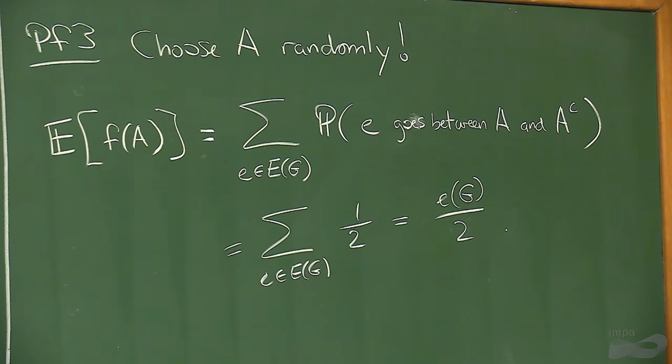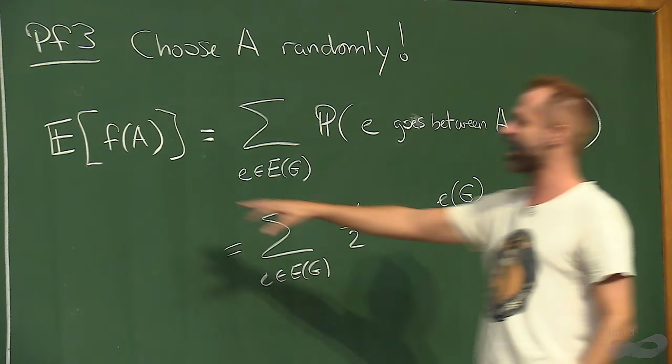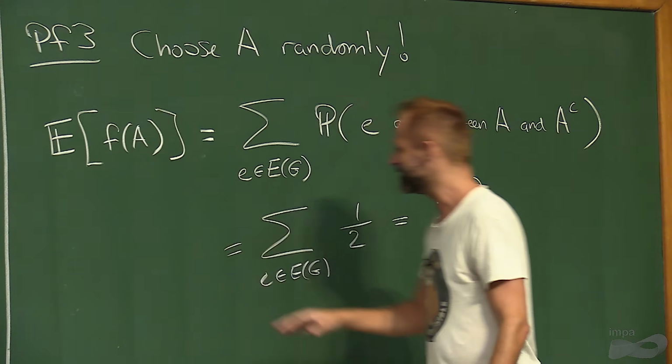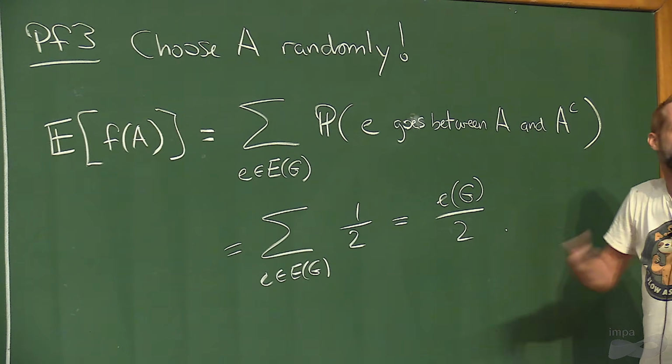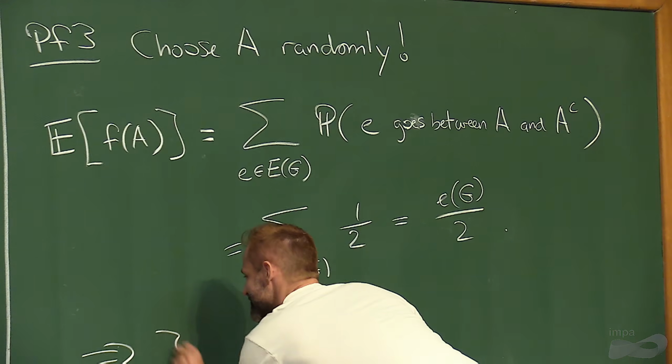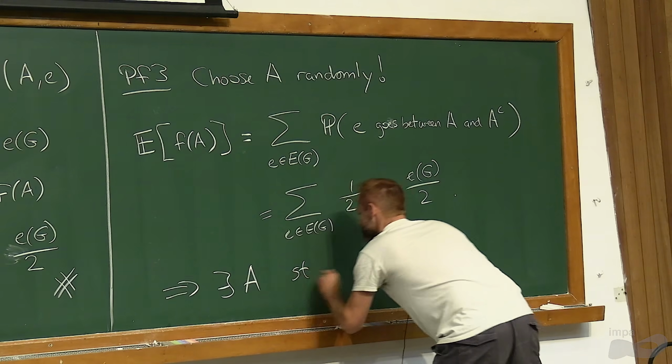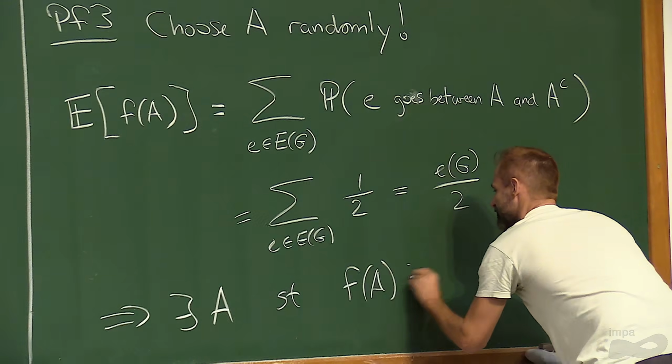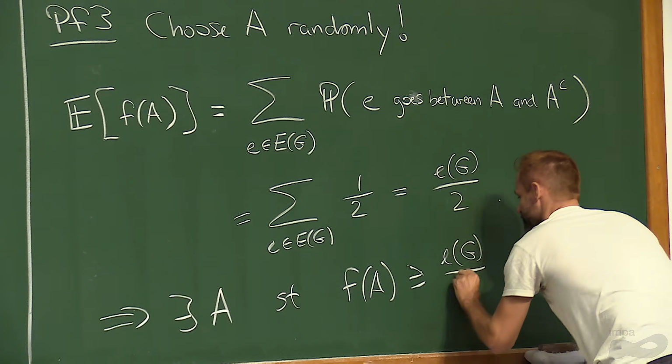But why does it follow? Yeah, right. You can't, if for every single a, f of a is smaller than a half, then the expectation would be smaller than a half. The average, wherever the average is, some guy has to attain it. Some guy has to be at least that big, some guy has to be at least that small. This implies that there exists a such that f of a is at least E of G over 2.